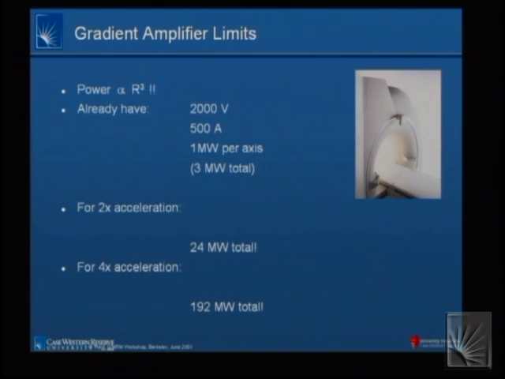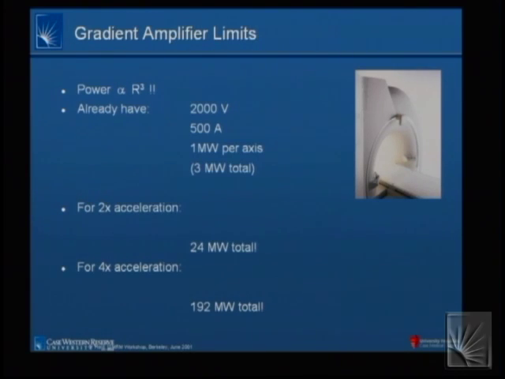If I look at the gradient systems I already have available today in my MR systems, the amplifiers are already available to provide 2,000 volts and 500 amps. That's about 1 megawatt per axis. Now these are audio amplifiers, okay? So this is like Rolling Stones kind of audio amplifiers at 1 megawatt of sound, okay? And we have 3 of those per MR system. So we have 3 megawatts per MR system.